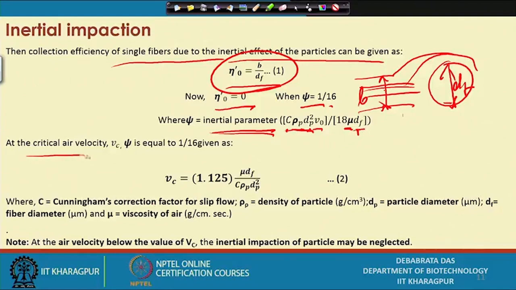Now, at the critical velocity vc, psi is equal to this. So, at a velocity more than that, and only then, it will work; less than that it will not work.